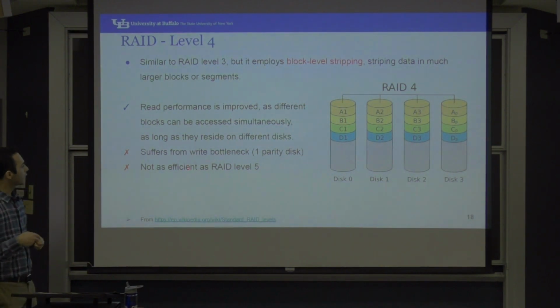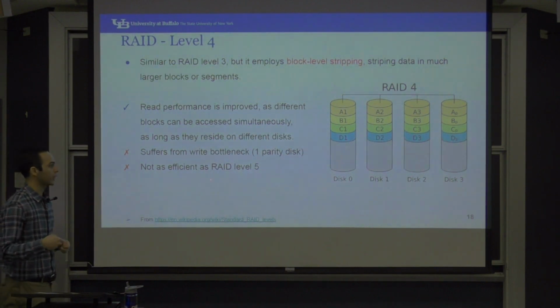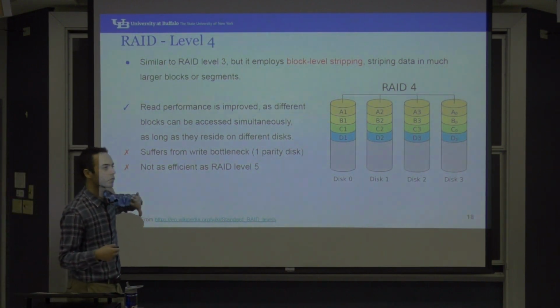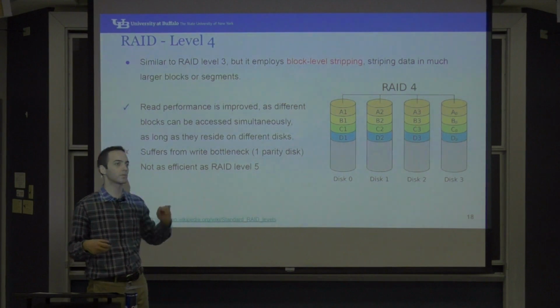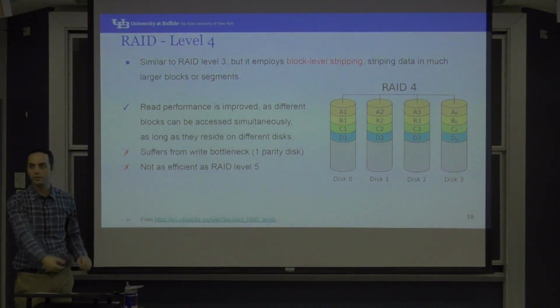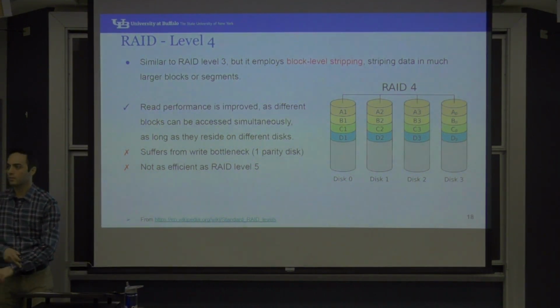And it still suffers from the bottleneck. You have a dedicated parity disk, which is this one, and it's not going to be as good as RAID 5. So RAID 5 is going to be a kind of improved version of these two. Okay? Any question on RAID 4?